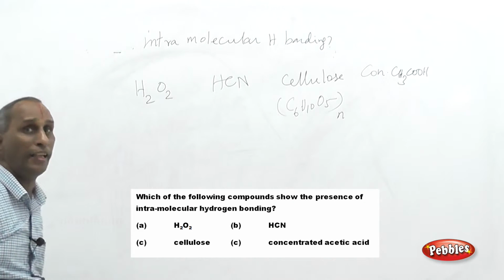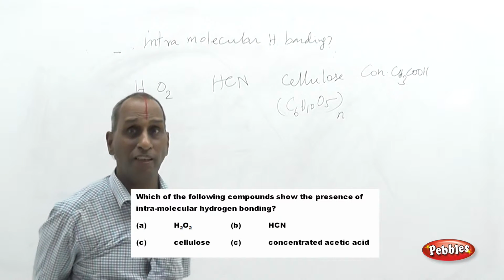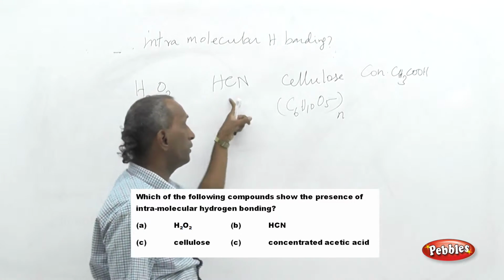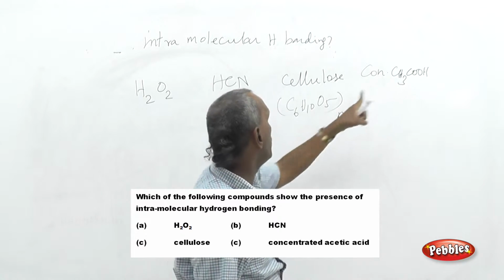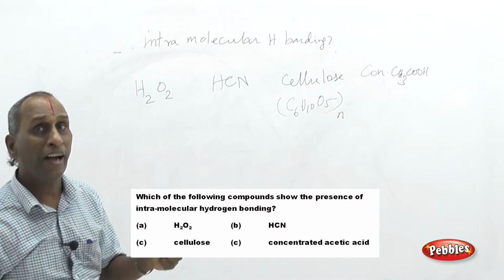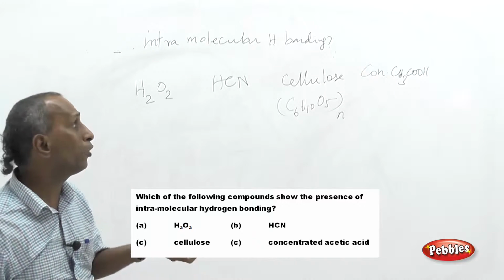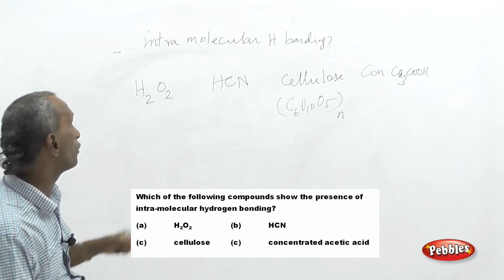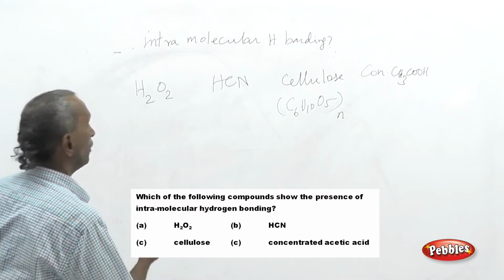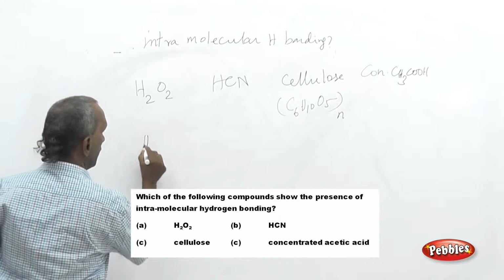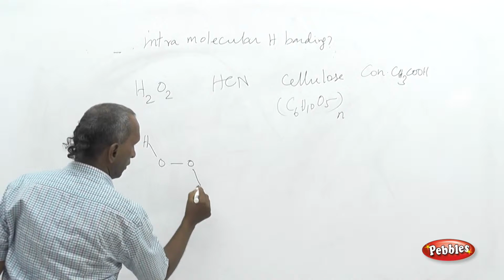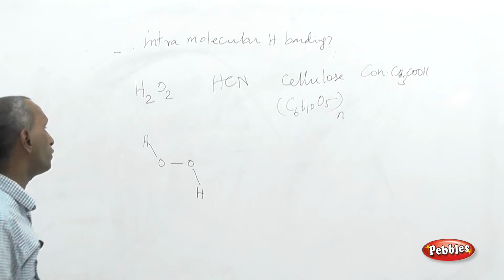hydrogen bonding? Definitely hydrogen bonding would be there, because hydrogen is there along with the more electronegative atoms oxygen, nitrogen, and carbon. But whether it exists within the molecule or between the molecules, we have to identify the species where it is within the molecule. One by one analysis. We will study hydrogen peroxide in a later stage, under hydrogen compounds.